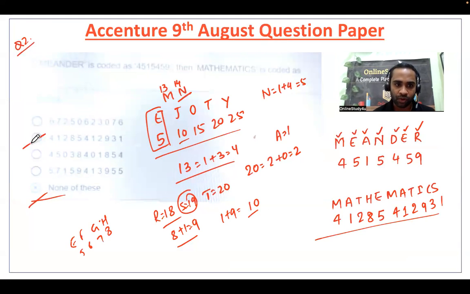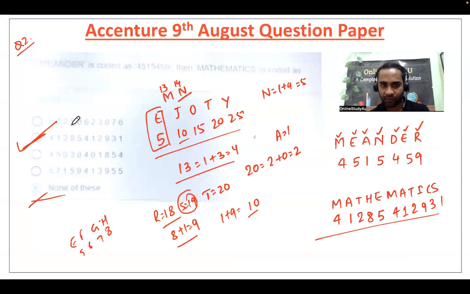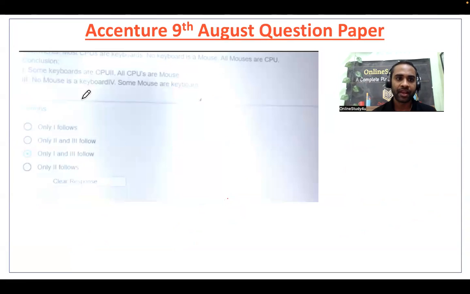So 412, you can see option B, 41285412931. So option B was the correct answer for this particular question. Now, next question, friends.